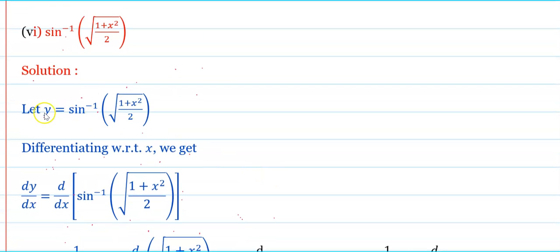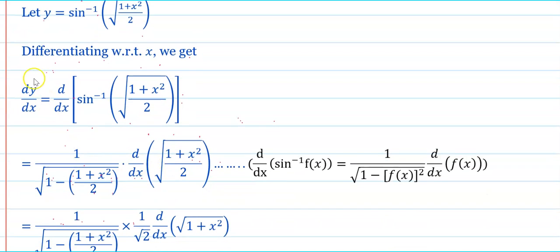Now the next problem. y is equal to sine inverse of root of (1 plus x squared) upon 2. Now again differentiate this with respect to x, then you will get dy/dx is equal to d/dx of sine inverse of root of (1 plus x squared) upon 2. Now the derivative of d/dx of sine inverse of f(x) is equal to 1 upon root of 1 minus (f(x)) squared into d/dx of f(x). Similarly here, 1 upon root of 1 minus this f(x) squared.